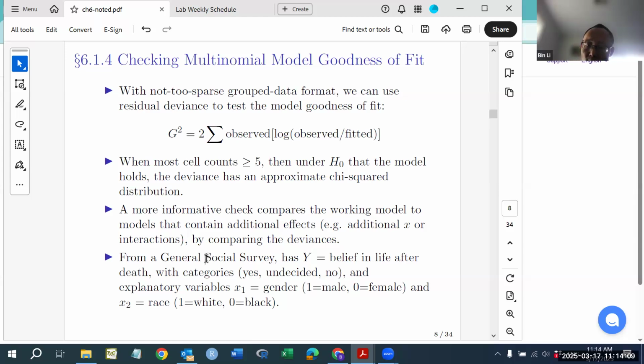So this example is from general social survey data. The response is belief in life after death, with categories yes, undecided, and no. For the explanatory variable, we have gender. That's X1. We set 1 for male, 0 for female, so female is the baseline. And X2 is race. We use 1 for white, 0 for black as the baseline group.